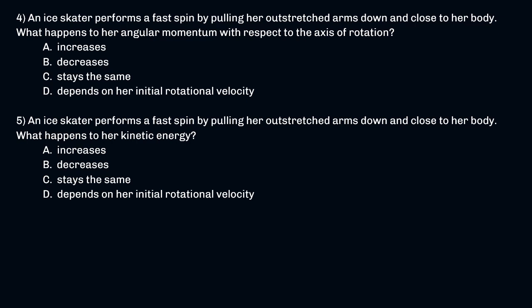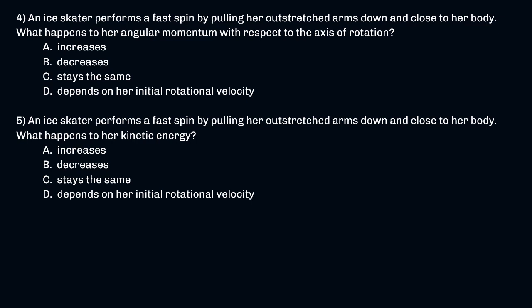Spinning around first, I had the textbooks close to my body. I then pulled my arms out and I slowed down significantly. Then when I pulled my arms in, I sped up. The reason for this is the conservation of angular momentum. All right, so 4 is dealing with that. So what happens to angular momentum with respect to the axis of rotation?